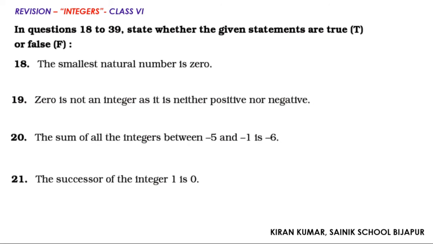Question number 18: The smallest natural number is 0. This statement is false because the smallest natural number is 1.